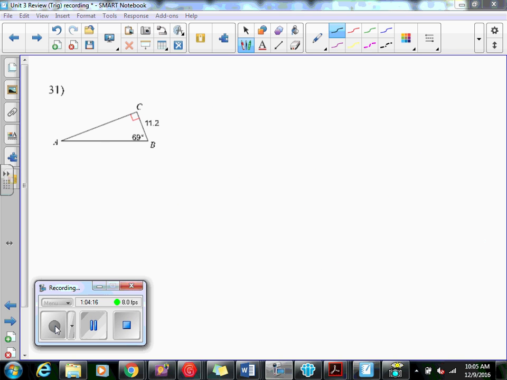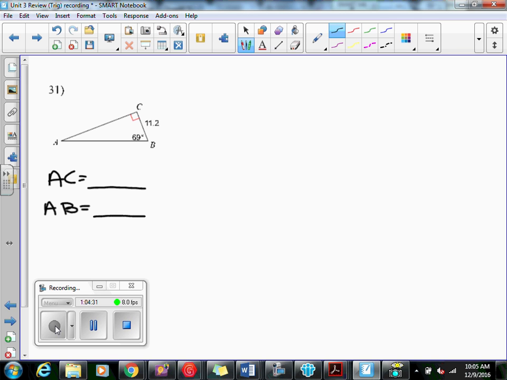Okay, so for this problem, you still are being asked to solve the triangle, which means you've got to find everything they didn't give us. So tell me, what do I have to find? All right, I need the length of AC. What else? Your hypotenuse, AB. And the measure of angle A. Okay, so those are the three things that were not given that I now have to find.